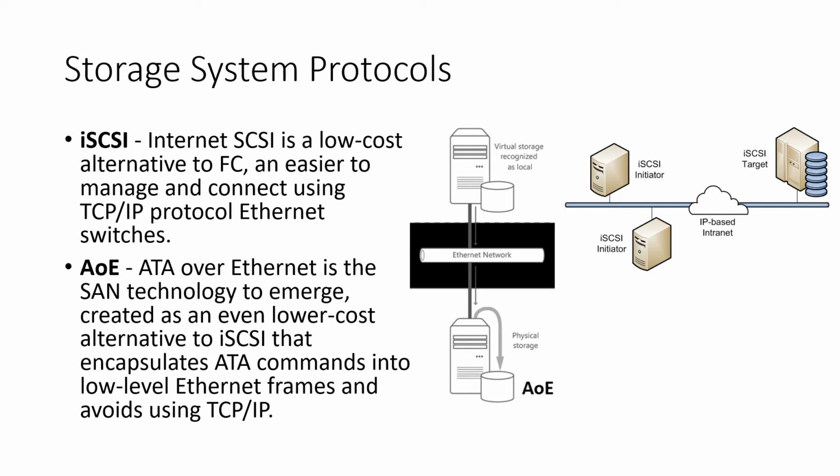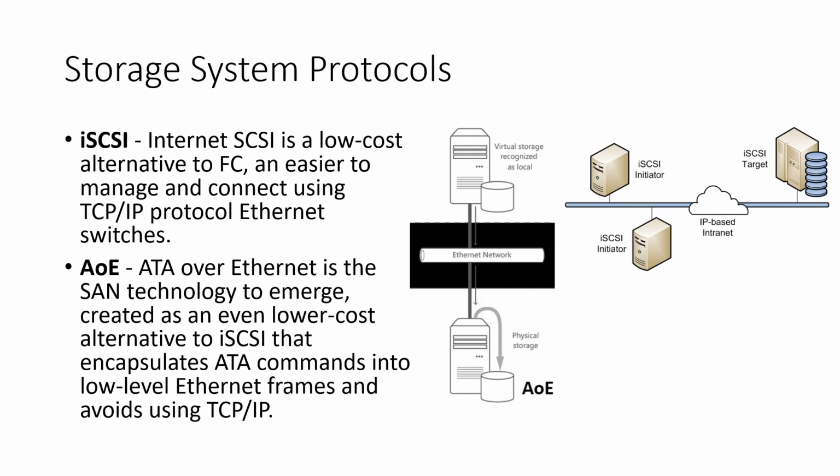AoE, ATA over Ethernet, is the most recent SAN technology to emerge, created as an even lower cost alternative to iSCSI. AoE is a technology that encapsulates ATA commands into low-level Ethernet frames and avoids using TCP/IP. That means it doesn't incur CPU penalty or require high-end TOE-capable Ethernet adapters to support high storage throughput. This makes AoE a high-performance, very low-cost alternative to either FC or iSCSI. Its proponents also boast that the AoE specification fits onto 8 pages, compared with the 257-page iSCSI specification.